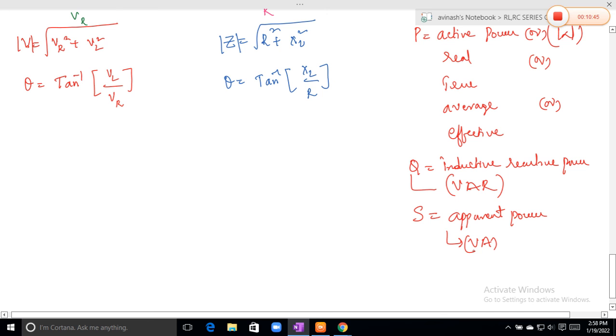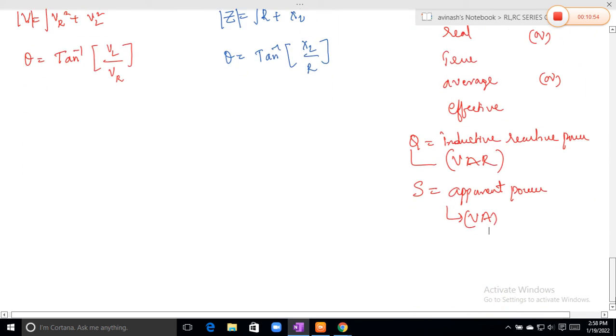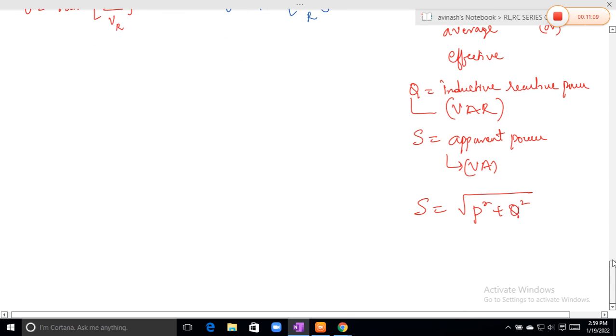If you observe the power expressions, I have not given you the magnitudes here. Therefore, S is the total power, or apparent power, equal to the square root of P square plus Q square. Then what is this angle? The angle is nothing but tan inverse of the inductive part, the imaginary part, divided by the real part. Yes or no? Yes.